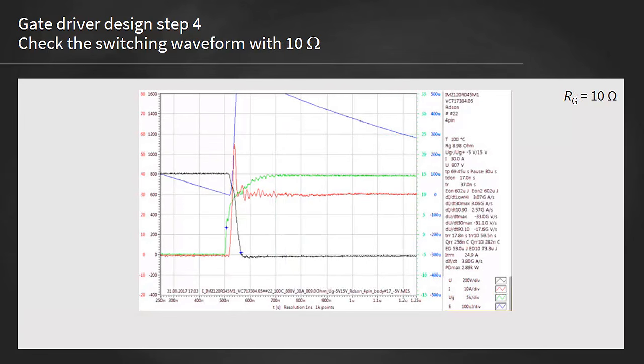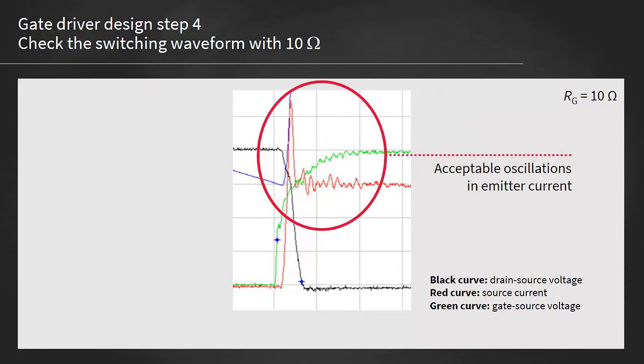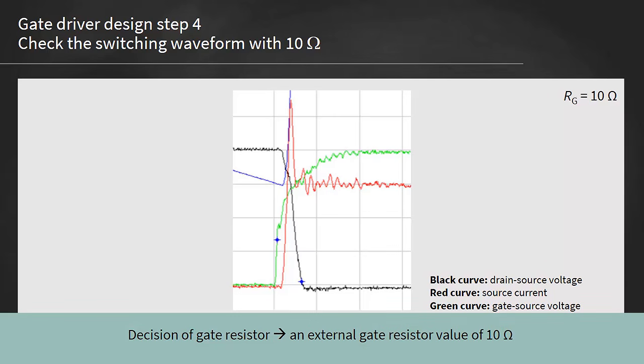Here, the waveform shows the transient when using an external gate resistor of 10 ohm. They are much cleaner now compared to the previous waveform. It is also possible to see that the reverse recovery peak current reduced significantly to 55 ampere. Therefore, the decision for the gate resistor goes for an external gate resistor value of 10 ohm.